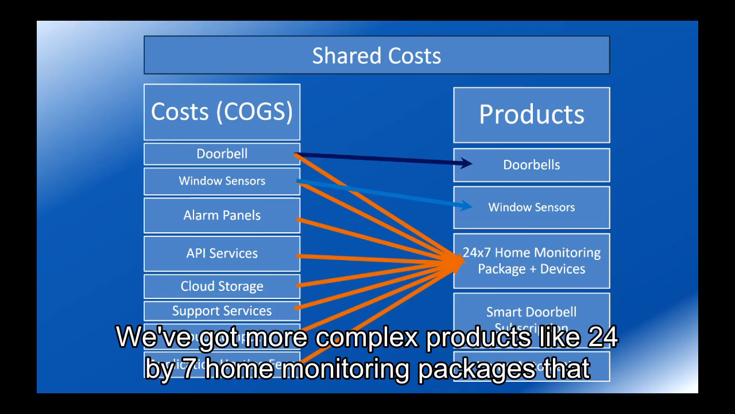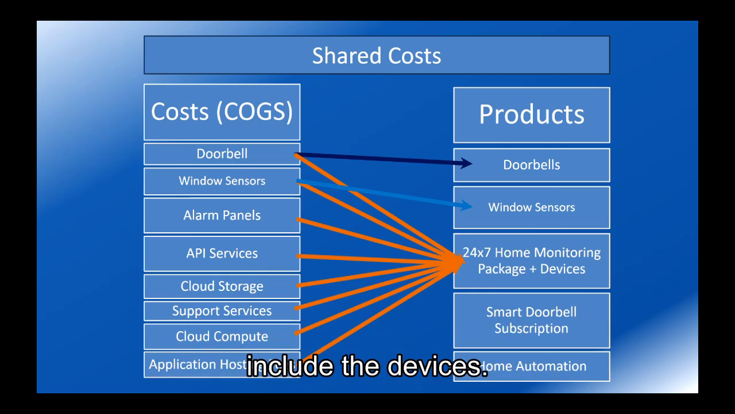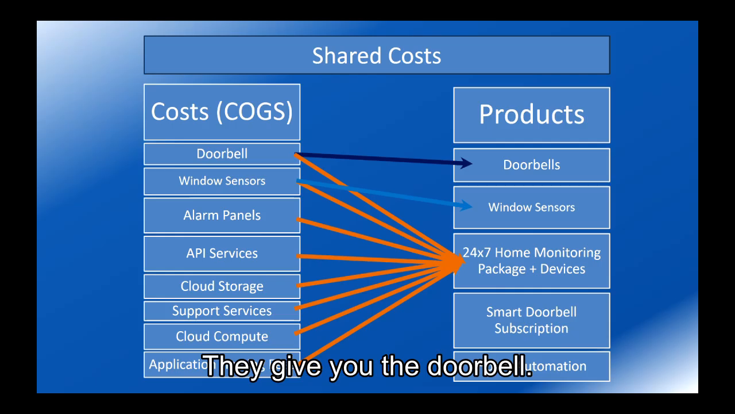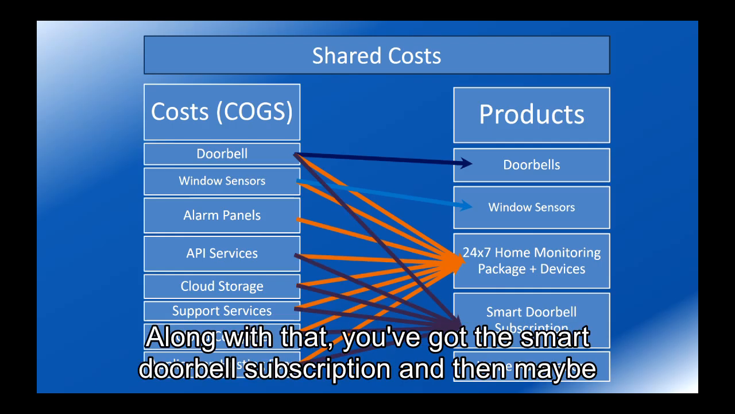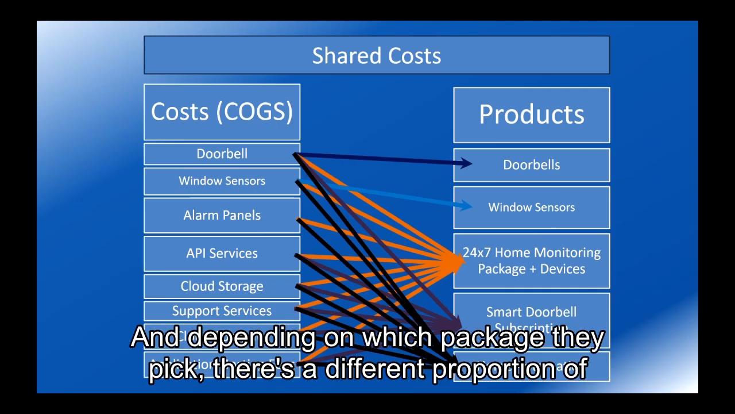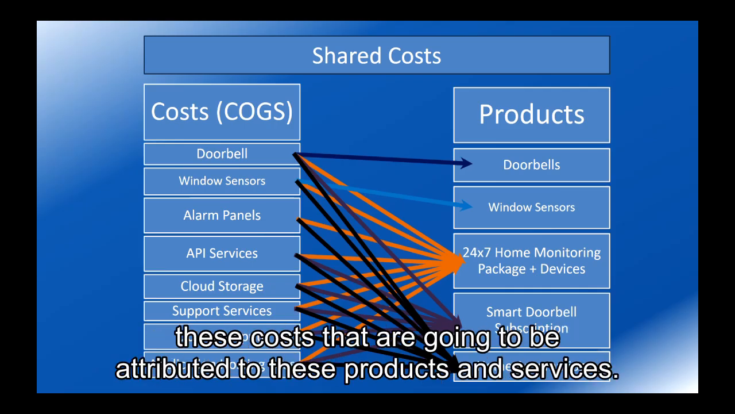We've got more complex products like 24/7 home monitoring packages that include the devices. So this would be like a monthly fee for, let's say, $45 a month. They give you the doorbell. Along with that, you've got the smart doorbell subscription, and then maybe even home automation. And depending on which package they pick, there's a different proportion of these costs that are going to be attributed to these products and services.